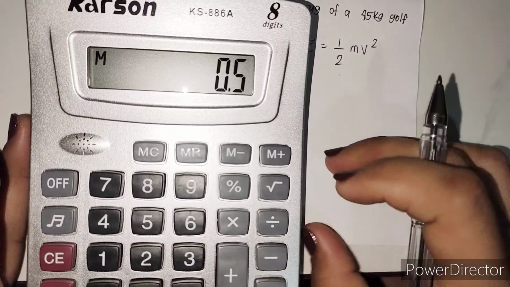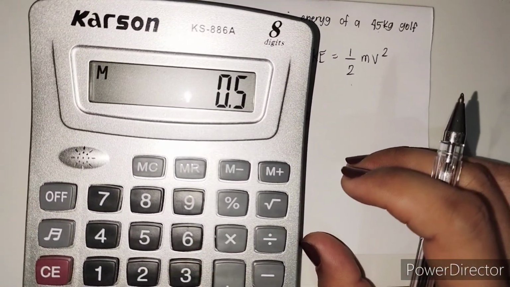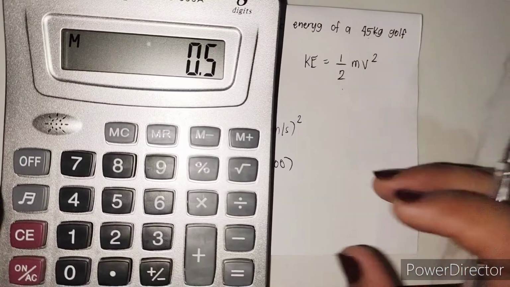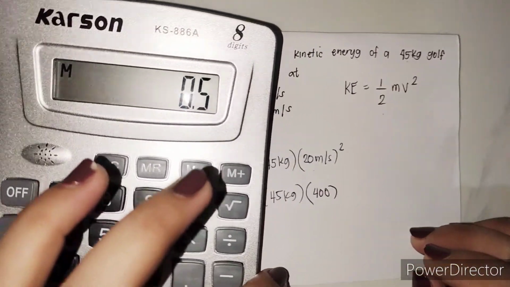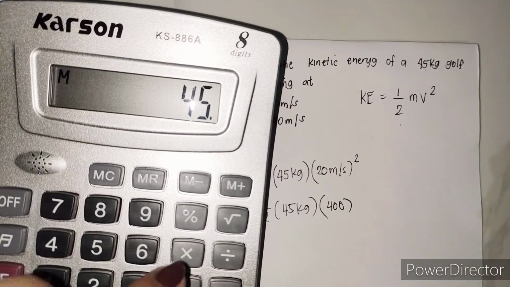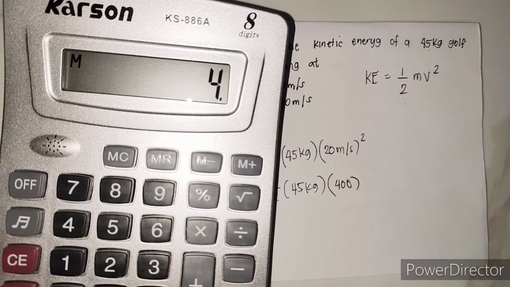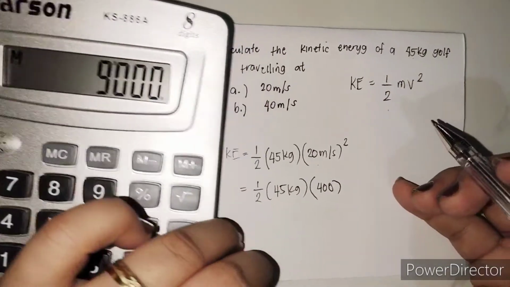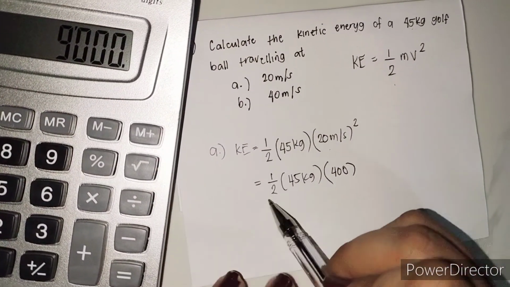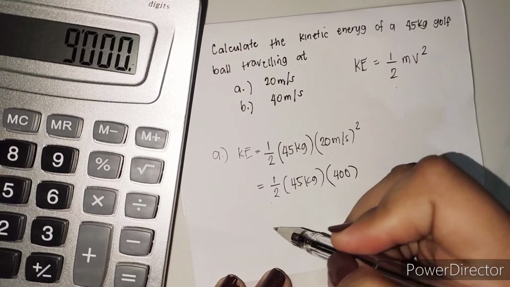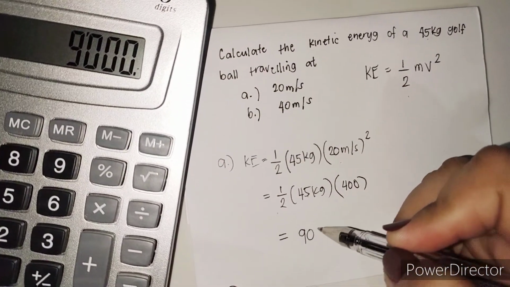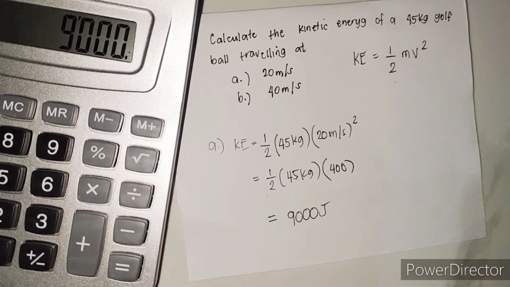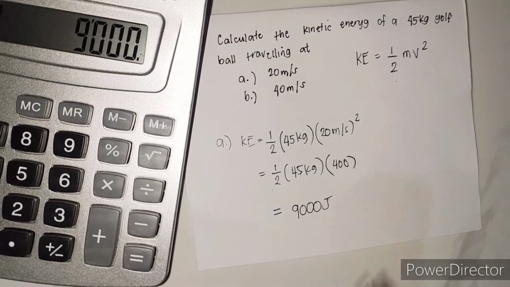So we have 0.5 times 45 times 400, which is equal to 9,000 joules. Let's repeat: 1/2 times 45 times 400, and the answer we get is 9,000 joules. Are we clear on that? Yes, we are clear.